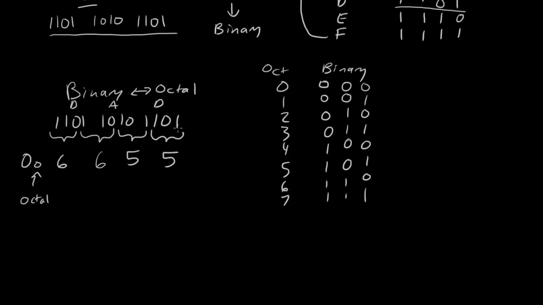So that's how you can convert from binary to octal, and the conversion back is the same thing as before. If I had an octal number, like say 2, 3, 5, 7, let's convert that to binary. It's just look up and plug and chug. So 2 is 0, 1, 0, 3 is 0, 1, 1, 5 is 101, and 7 is 1, 1, 1. That was octal to binary.